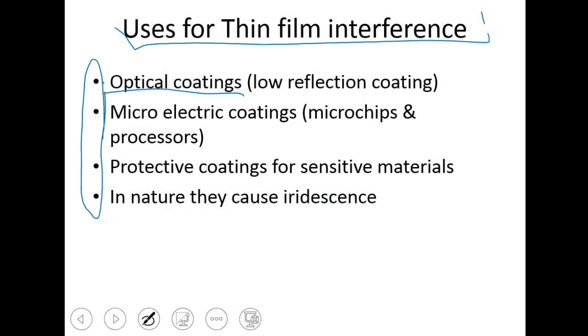We do see this in microchips and processors to eliminate static interference. We have protective coatings for materials like your cell phones.